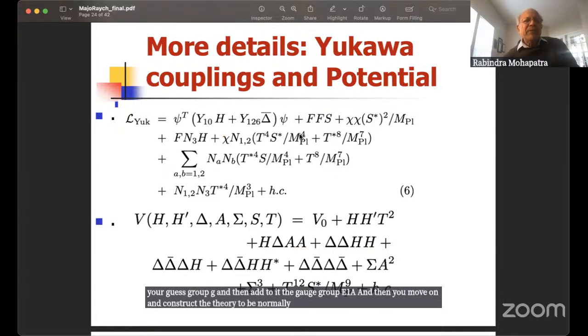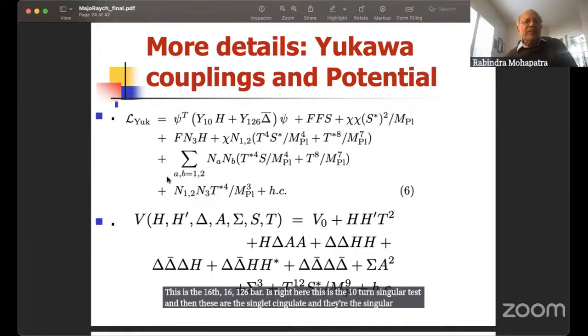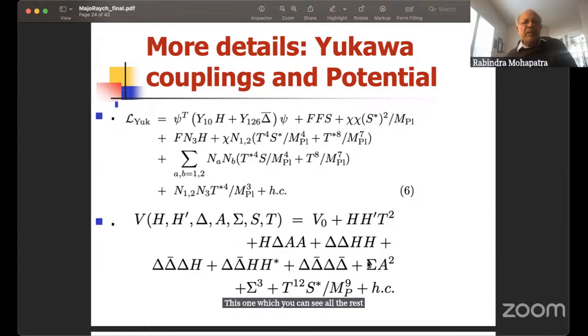And then you write down the Yukawa coupling and the potential. Now you can see that this is the Yukawa coupling of the 10, which is H, which is the 16, 16, 10. This is the 16, 16, 126 bar. This is the 10, 10 singlet S. And then there are the singlets. So this is the Yukawa coupling, which is invariant under U1A as well as the gauge group. And then there is a potential which looks like this. The key term in the potential is this one. All the rest are renormalizable.